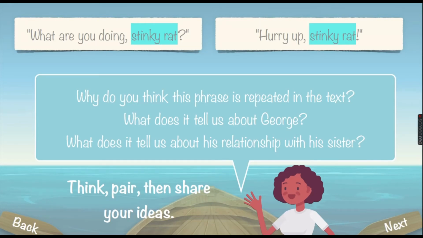Again, what are you doing, stinky rat? Hurry up, stinky rat. With George saying this to Sarah, it makes us understand that this is not just a one-off thing. This is obviously a regular name that he calls her, and this obviously helps the reader to understand how she may be feeling.